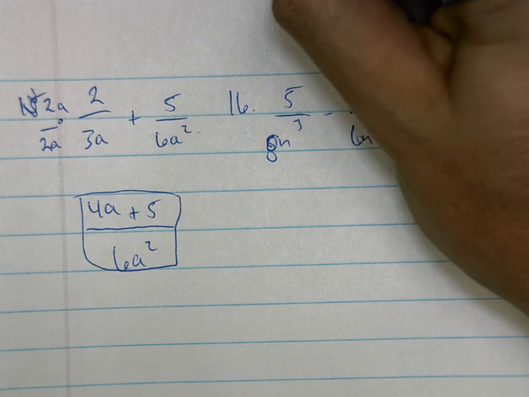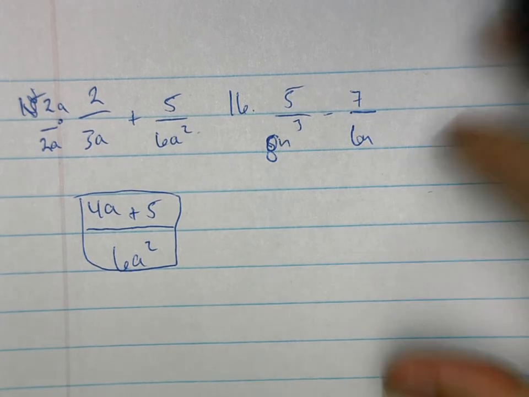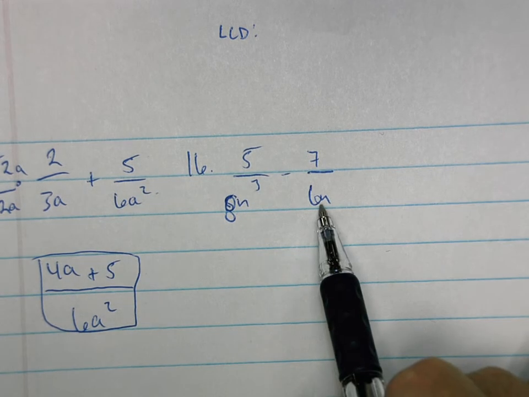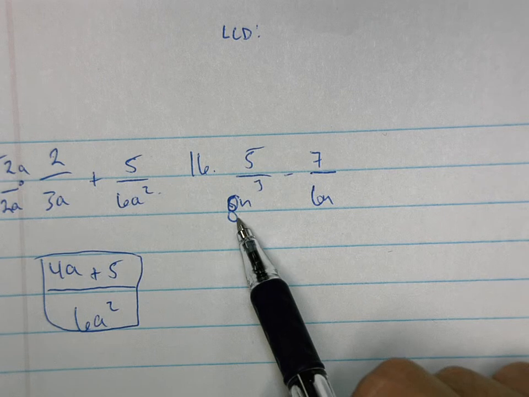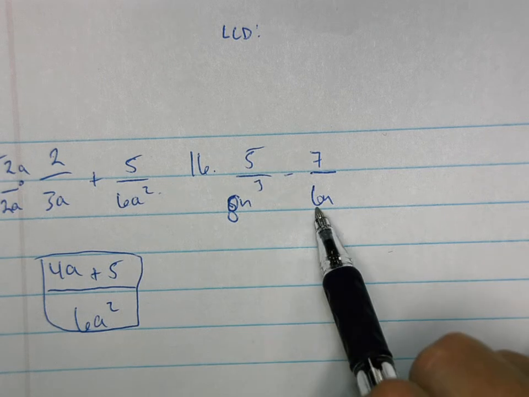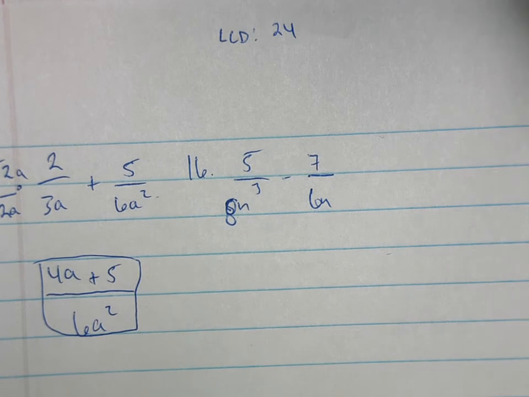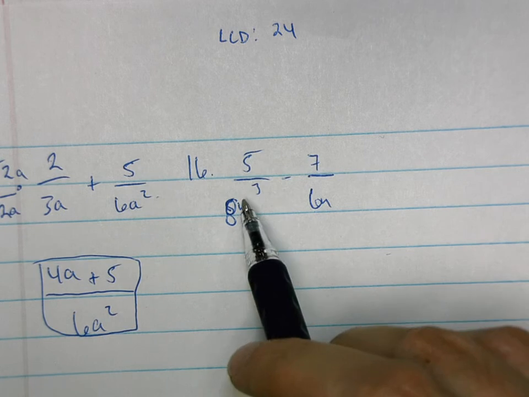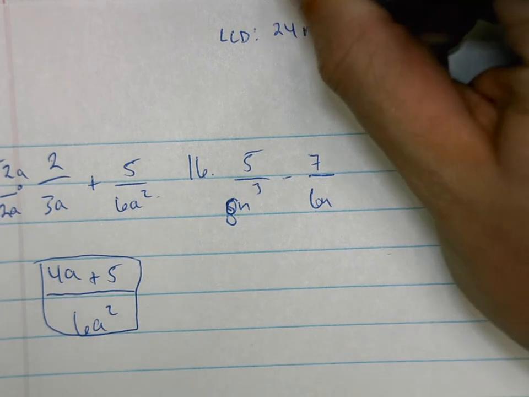My LCD, I'm going to take the bigger of the numbers and I'm going to list the multiples of them until I find one that can be divided by 6. So 8 cannot be divided by 6. 16 cannot be divided by 6. 24 can be divided by 6. So 24 would be my LCD. And since this is n cubed and an n, I need n cubed.